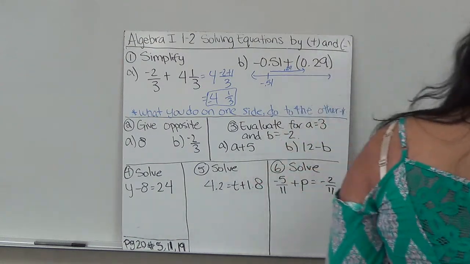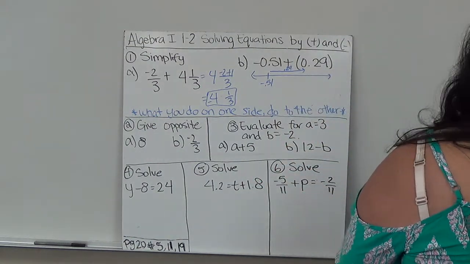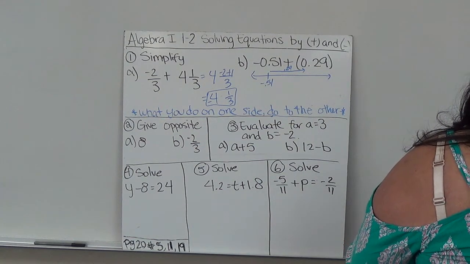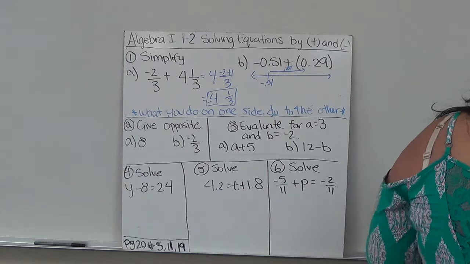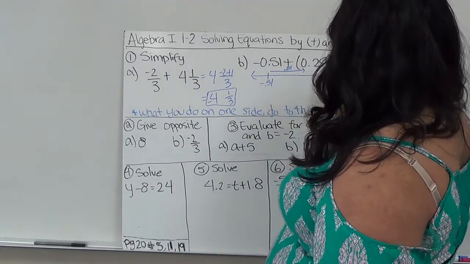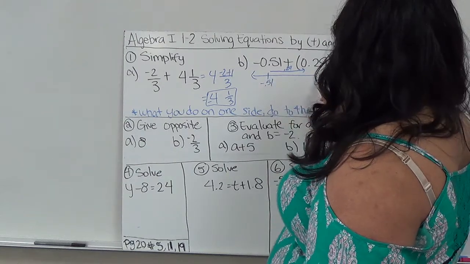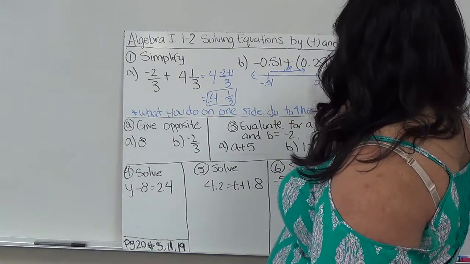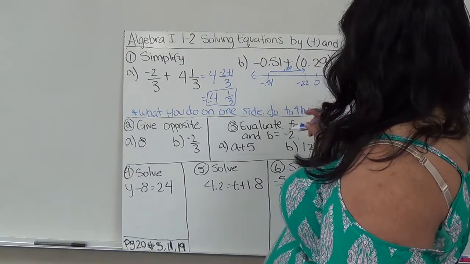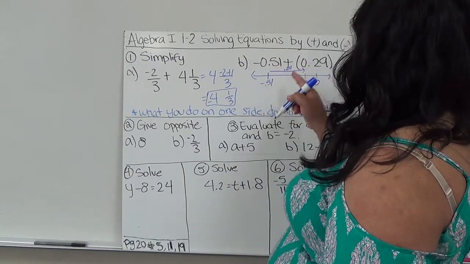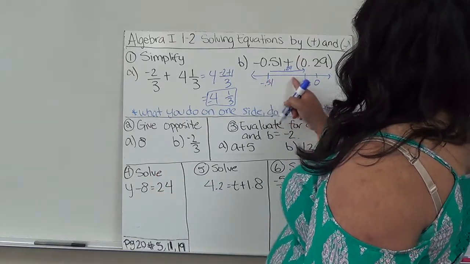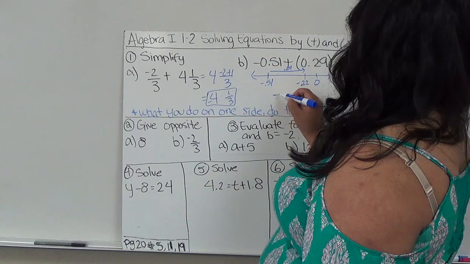So if I want to do that, then I'm not going to reach 0 yet, right? Because I have to go positive 0.51 at least in order to reach 0. So I haven't hit the positive. So I'm going to end up with negative 0.22.